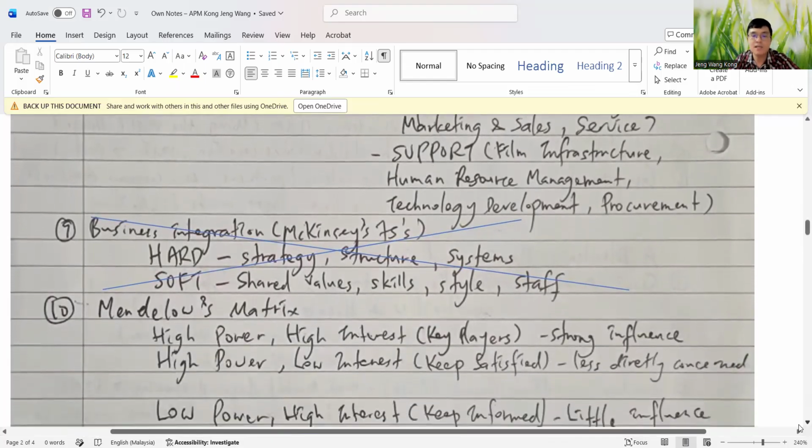Business integration, this one ACCA has already removed from the new syllabus. No longer tested on this topic. Move on.